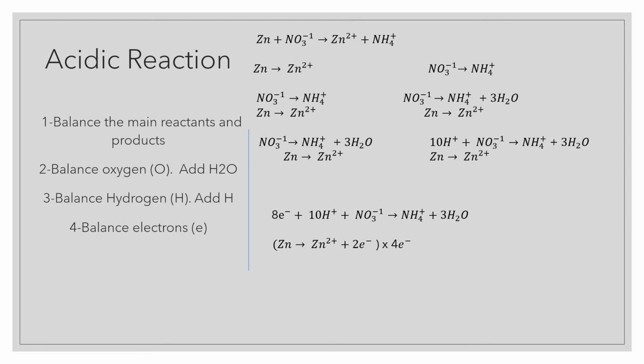So what we're going to do is make the electrons in both of the reactions the same. In the first reaction we have 8 electrons, but in the second one we only have 2 electrons. So we're going to multiply the second half reaction by 4, which will make the electrons the same, and then we can easily cancel them out. And this is the reaction that we have: 4 zinc, 10 hydrogen, and then nitrate on the reactant side. And then on the product side, we have 4 zinc ions, ammonium ion, and then 3 waters.